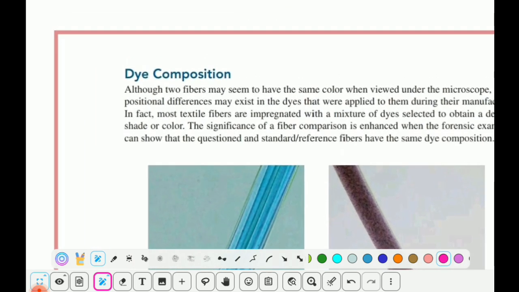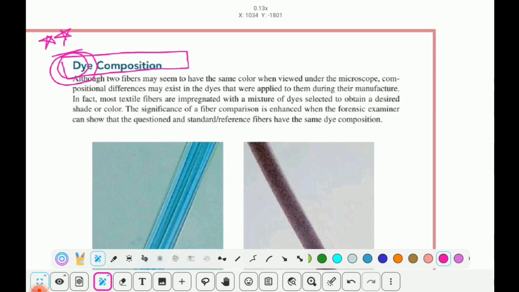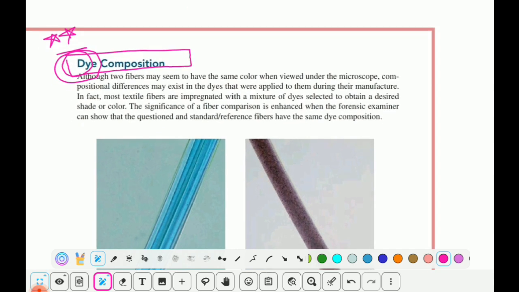This is another way of examining. And now the most important and most common way of fiber examination is dye composition. All the clothes that you wear are mostly colorful. How are they made? By addition of dye during the manufacturing process. So dye examination can also be made by viewing them under the comparison microscope.